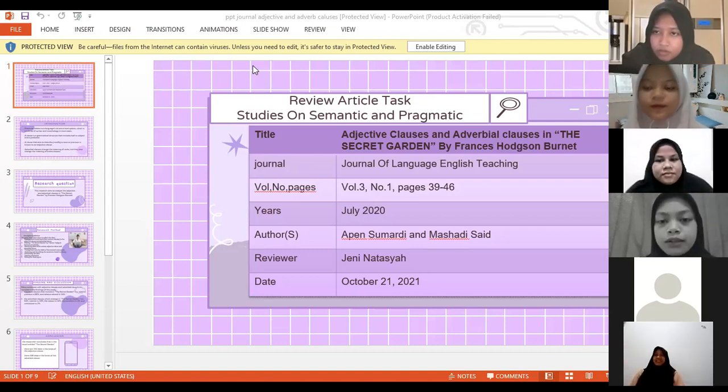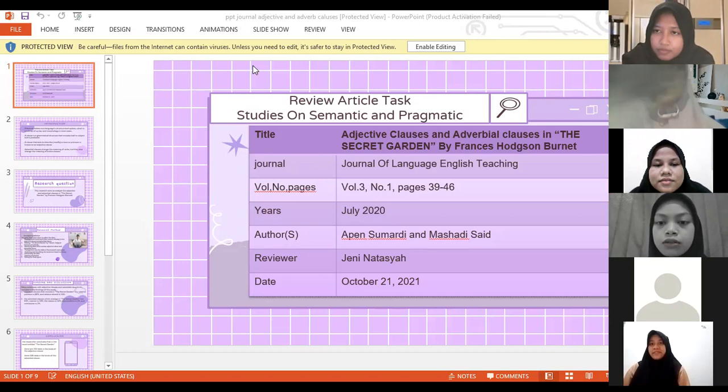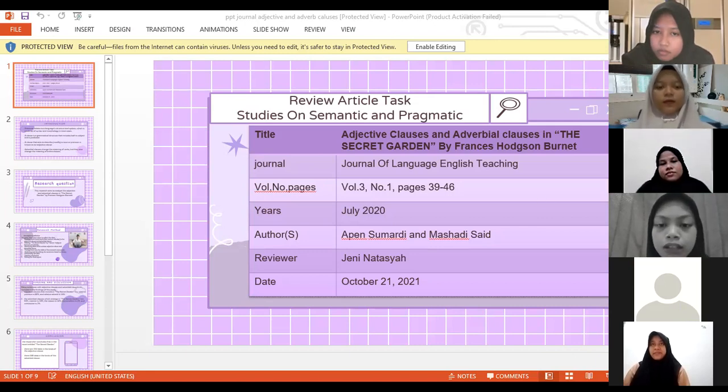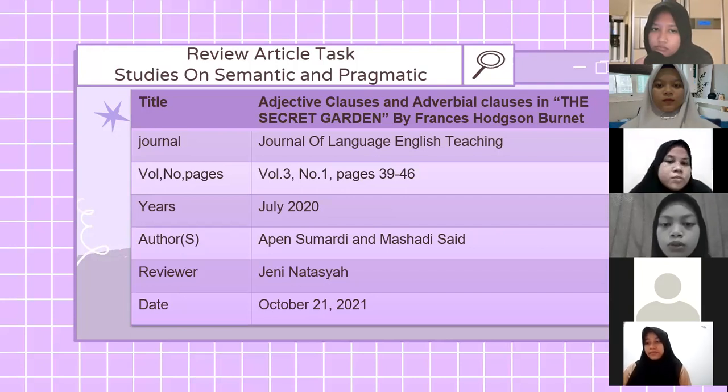Okay, I will read my review article task. The title is Adjective Clauses and Adverbial Clauses in The Secret Garden by Frances Hodgson Burnett. Journal of English Language Teaching, Vol. 3, number 1, pages 39 to 46, July 2020. Authors Apen Sumardi and Mas Hadi Said. Reviewer Jeni Natasya. Date October 23, 2021.